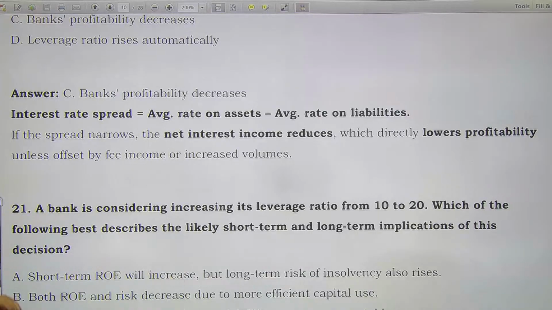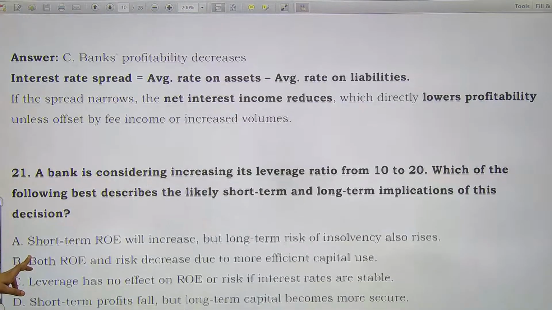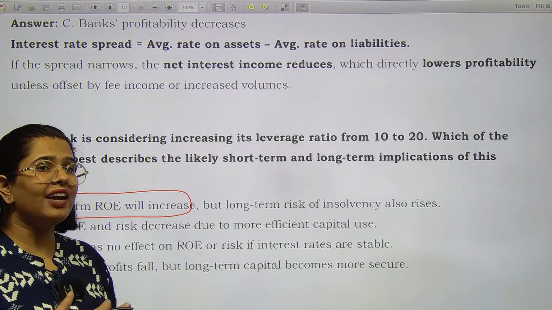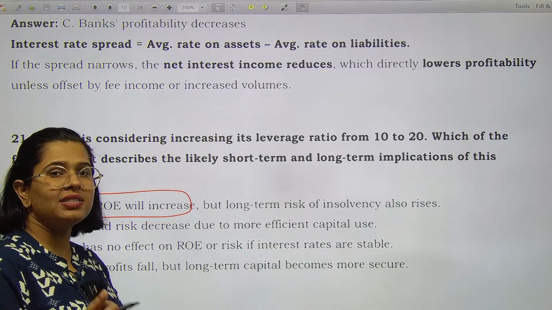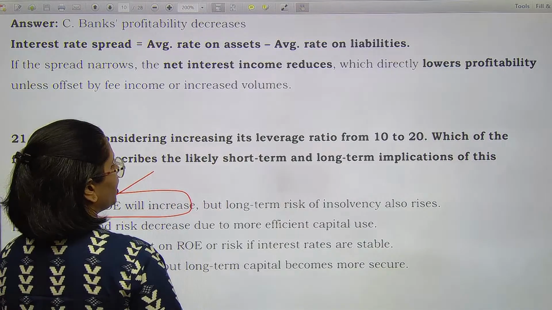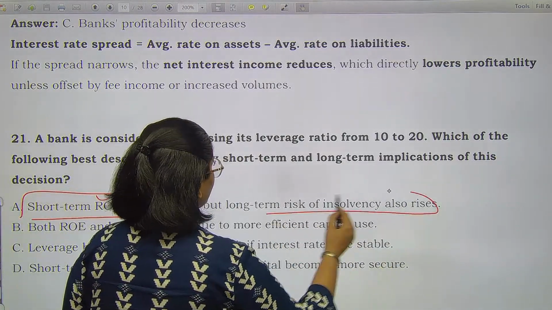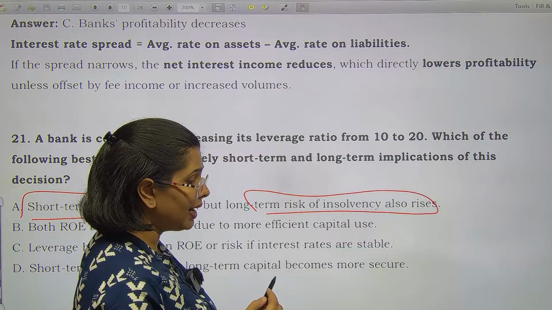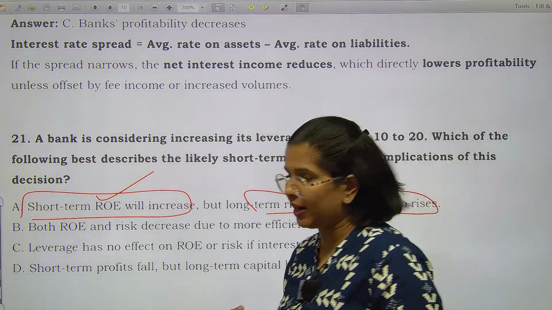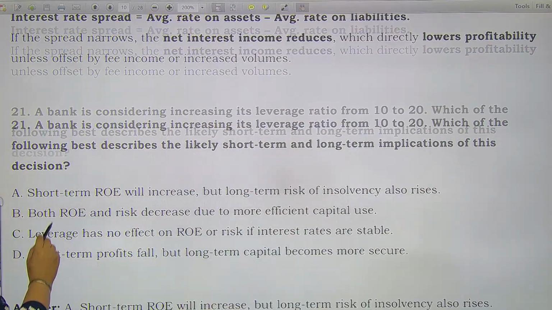Now a bank is considering increasing its leverage ratio from 10 to 20. You are going to increase it. So which of the following best describes the short term and long term implication? See, in the short term, your ROE, return on equity, will increase because the equity shareholders will be benefited by the debt funds that you are using, right? Debt funds are cheap funds. So if you are going to use it, it will increase the profit and return on equity would increase. But in the long term, insolvency risk also rises because debt comes with a condition that you have to repay it for sure. आपको repay करना ही पड़ेगा. So that is why your risk of insolvency is going to rise.